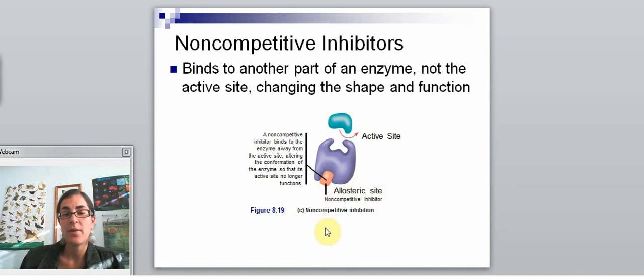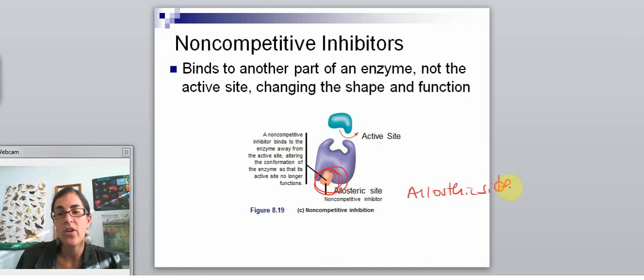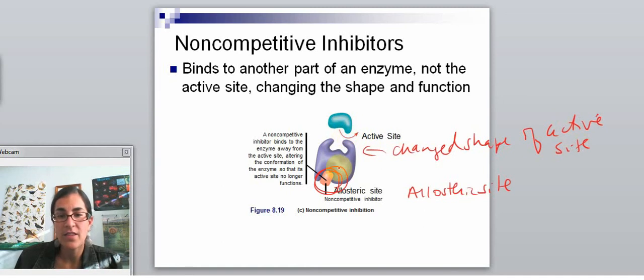Because if I look at a non-competitive inhibitor, in that case, the inhibitor is down here. Oops. The inhibitor is down here, and it's binding to the allosteric site, somewhere else on the enzyme. And when it binds there, it changes the shape of the active site. So now this active site doesn't fit the substrate. So now the substrate doesn't fit. If the substrate doesn't fit, then there will be no enzyme activity, no chemical reaction.